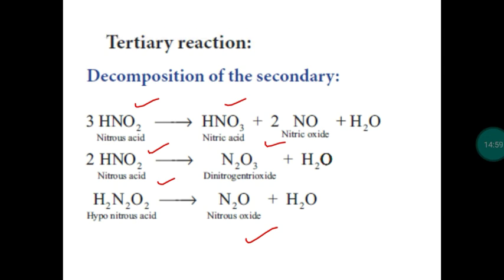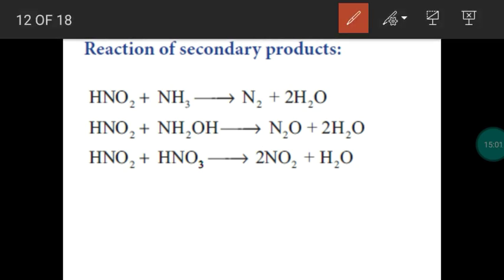And what is another possibility? The products obtained in the secondary reaction, the secondary products, may join together. So two secondary products may join together to produce the final products nitrogen and water. The same way we may get different final products. So these are called tertiary reactions.